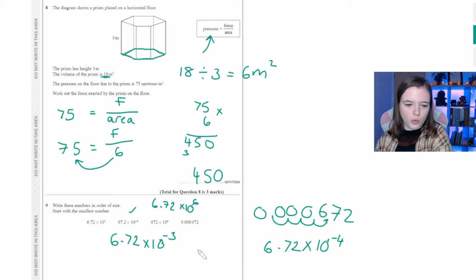Okay, then I'm going to order them all. So my smallest number is going to be this one. It's got the biggest negative. So that's going to be 6.72 times 10 to the minus 4.